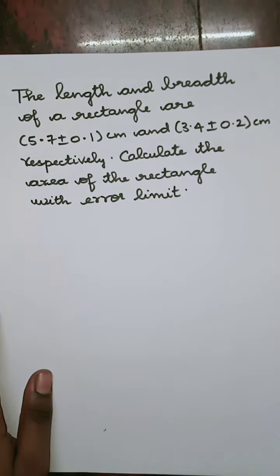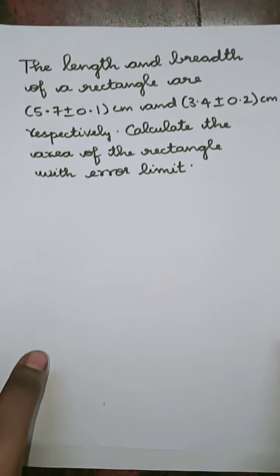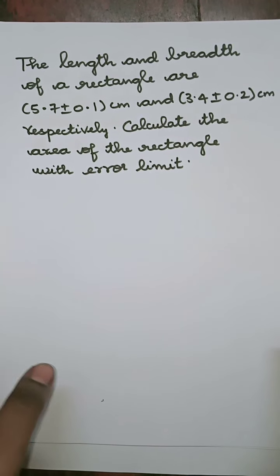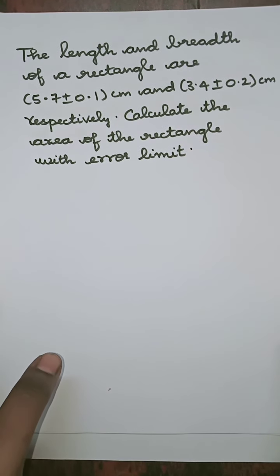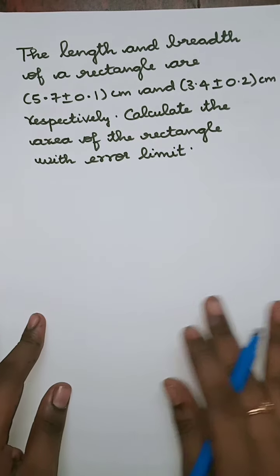The length and breadth of a rectangle are 5.7 plus or minus 0.1 centimeter and 3.4 plus or minus 0.2 centimeter respectively. Calculate the area of the rectangle with the error limit. That is the question. So how will you solve the problem? Very simple, students. You have to remember a very simple formula.